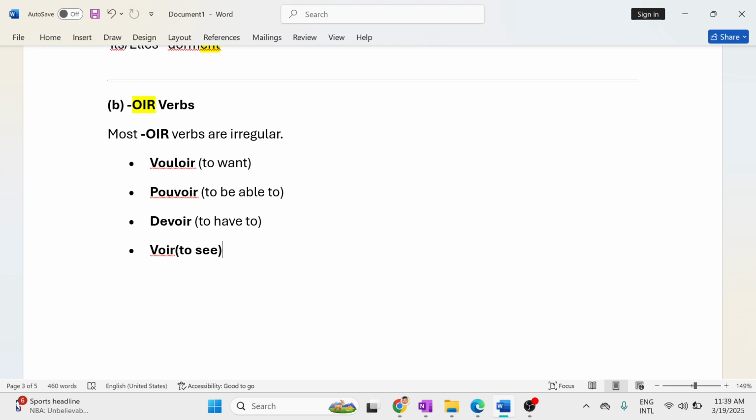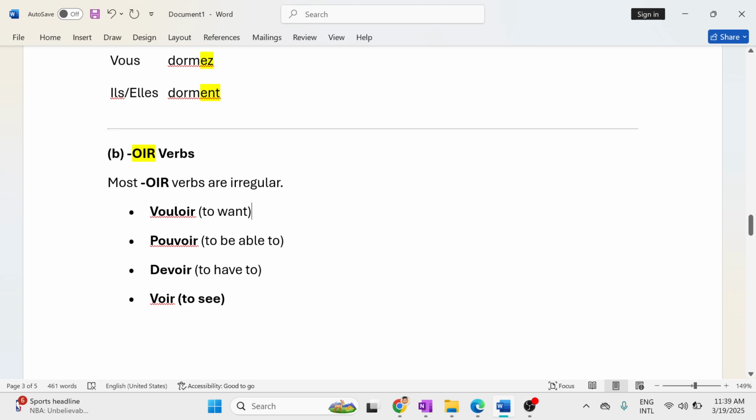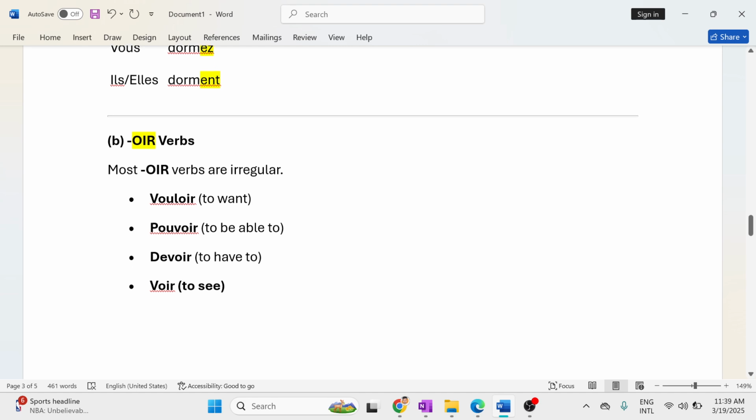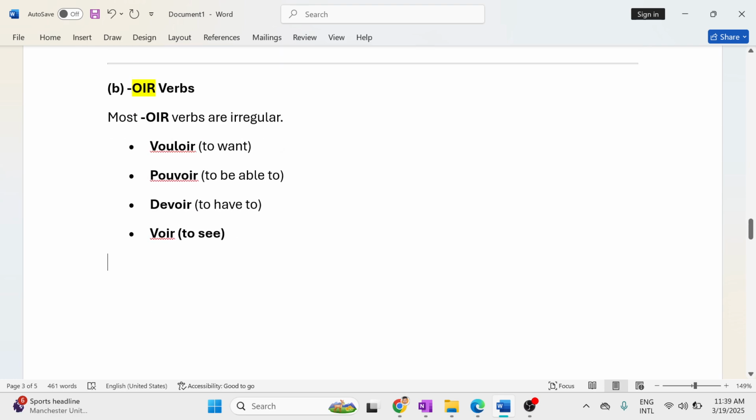So voir is an important verb that we use to say to see something, to look, and regarder is to watch something. That English difference is also clear. The same thing here: voir and regarder are different verbs, and voir is the irregular one in the third group, the OIR ending verbs. So these few are very important. You need to know pouvoir, vouloir, and devoir, and also voir.